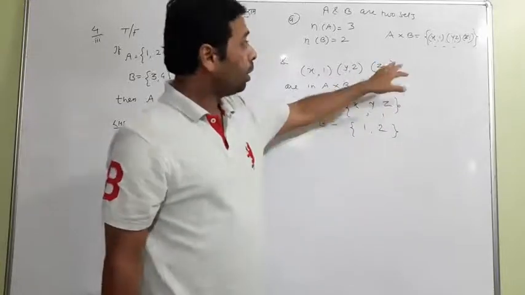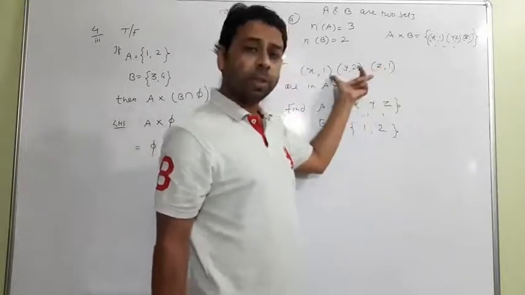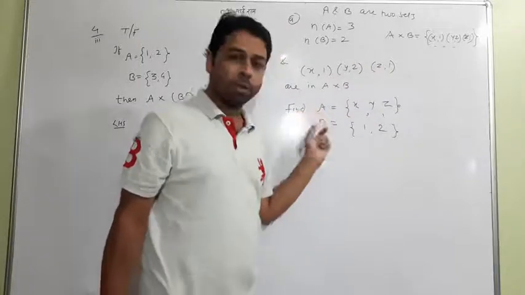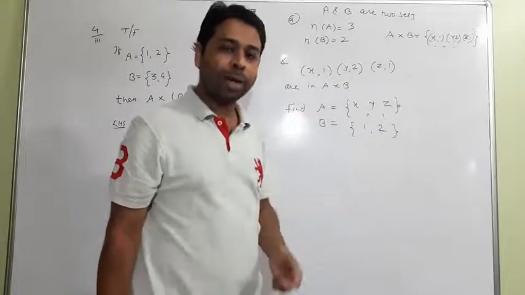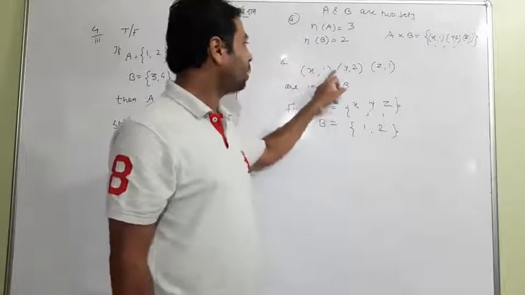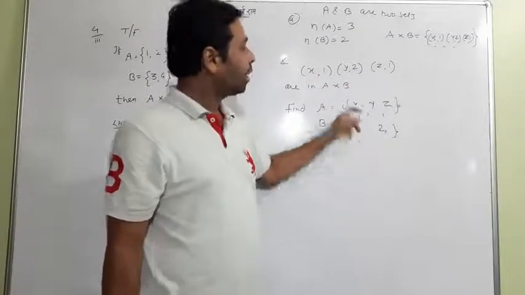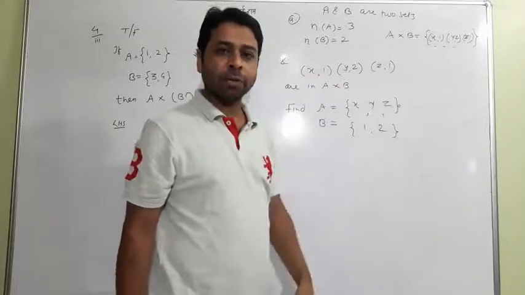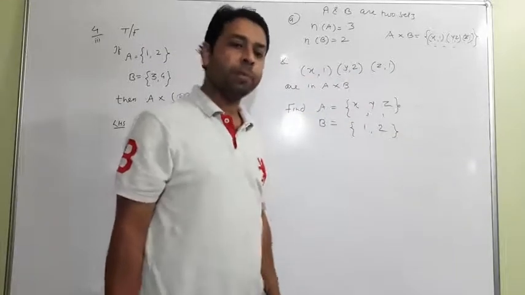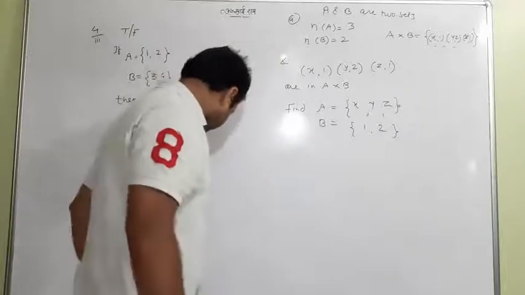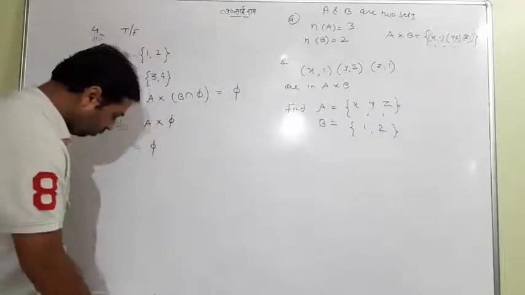Even though only 3 elements were given, we can identify what A is and what B is by looking at the first elements, which form A, and the second elements, which form B. Even though we do not have all 6 elements, just 3, we can identify them. That is the simple method. Let me skip a few questions now.